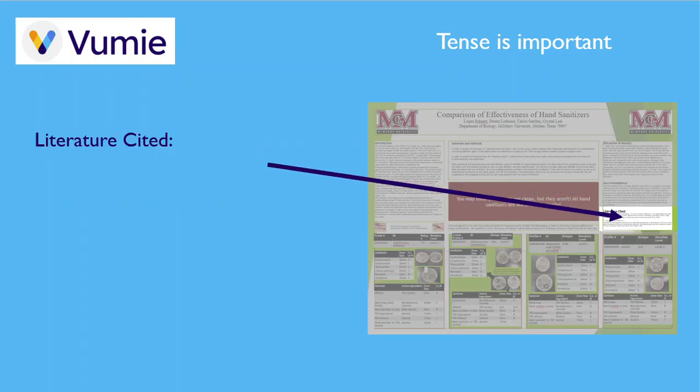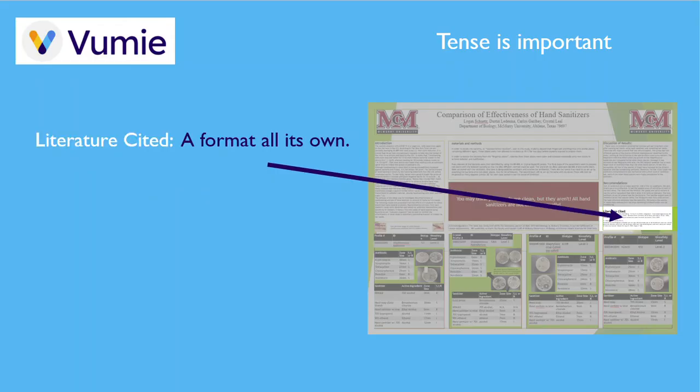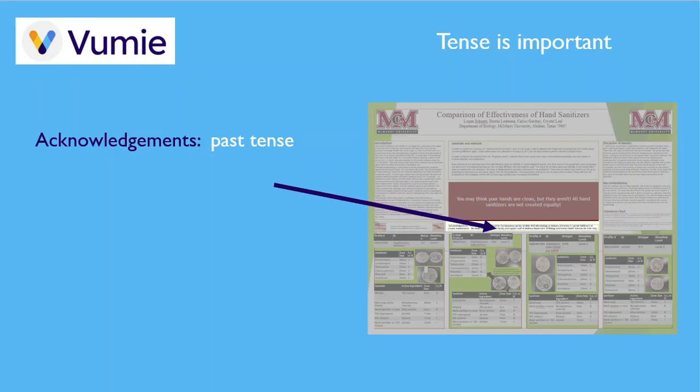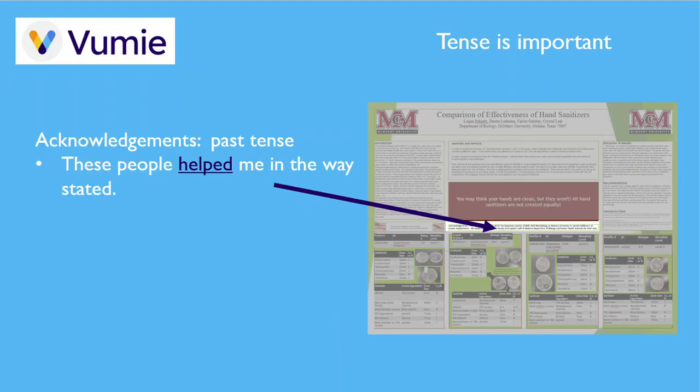For literature cited, know that it has a format all of its own. Use the style format desired by your instructor or that is specified by a journal. An example of instructions to authors can be found at the ASM, or American Society for Microbiology, website. For the acknowledgments, this is how they helped, so that's past tense. Getting the tense right demonstrates a clear understanding of scientific writing.